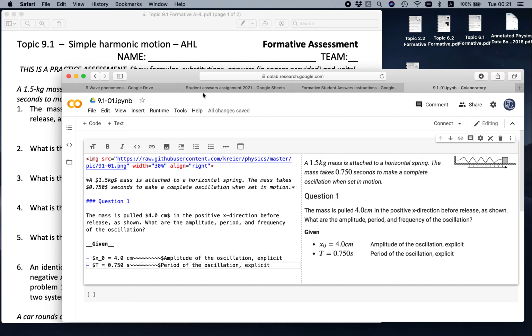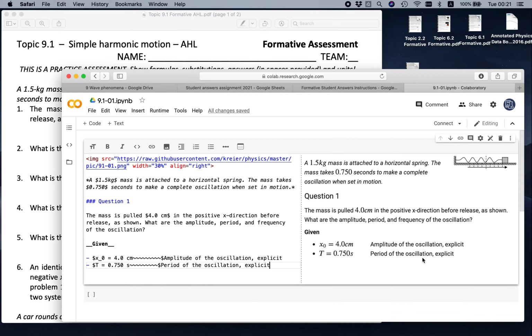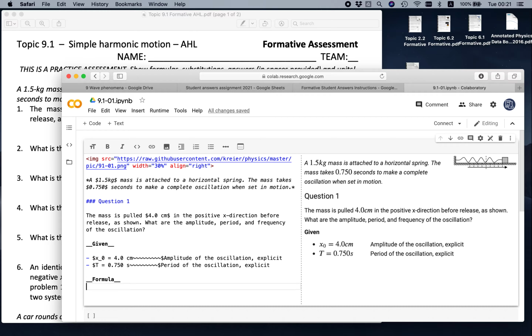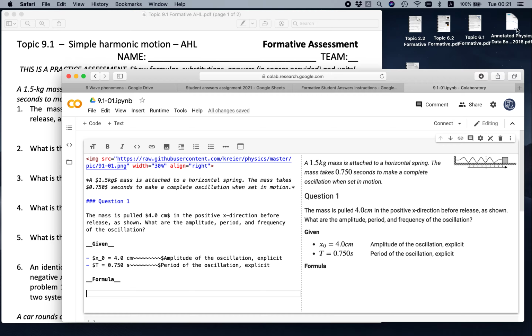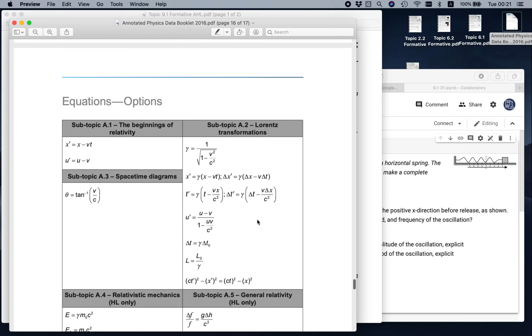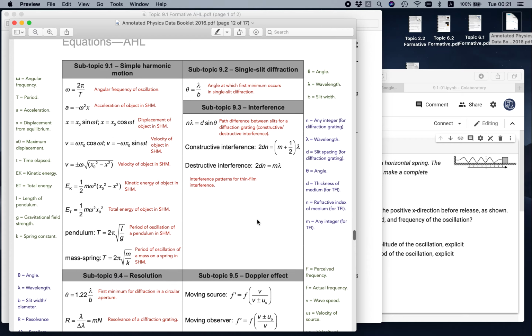What about the third part? We want the frequency. Mass, no. This one is not given, so I think that's what we can use. Now we need a formula. Let's have a look. Open our formula booklet. Here we are, topic 9. Simple harmonic motion, angular frequency. No, we don't have angular frequency yet.